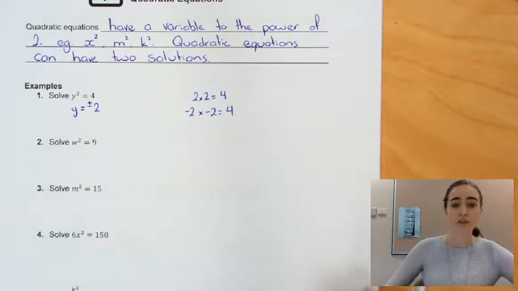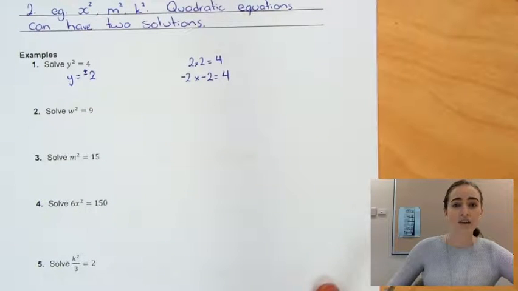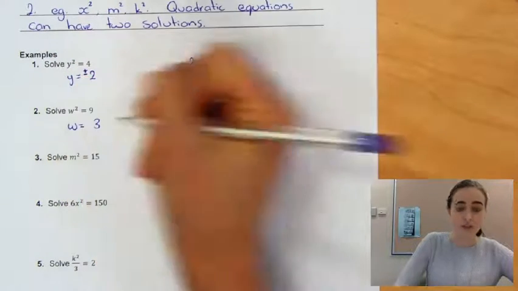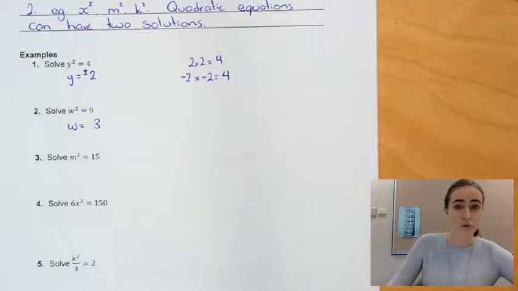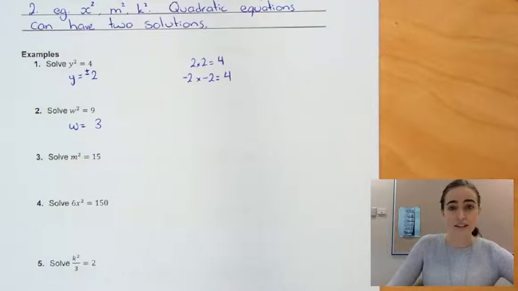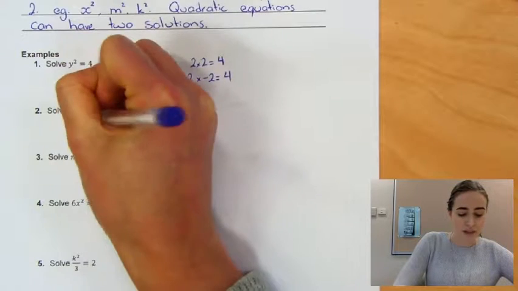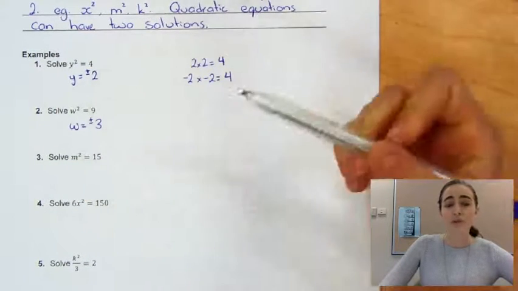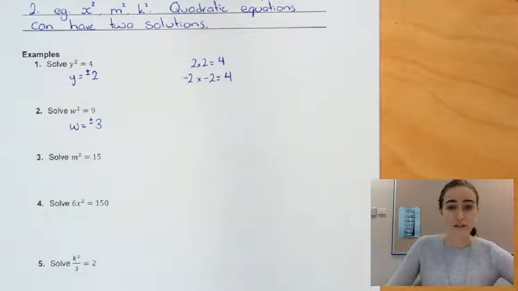Here we've got w squared equals 9. We know that 3 times 3 equals 9, so we would have w equals 3, but minus 3 would also work because minus 3 times minus 3 is 9 as well. So we'll write plus or minus 3. These 2 are ones that we're familiar with. We know that 2 times 2 is 4 and that 3 times 3 is 9, but we won't always know straight off the top of our heads, and sometimes the answer won't be a nice whole number.